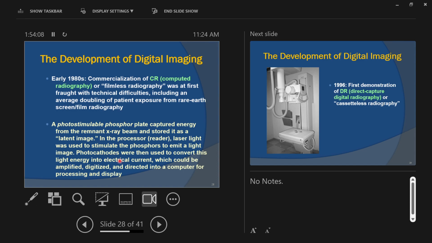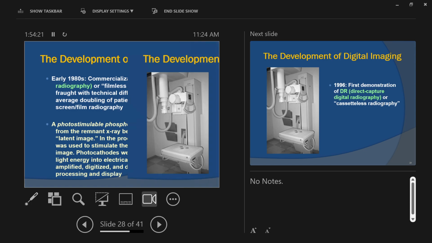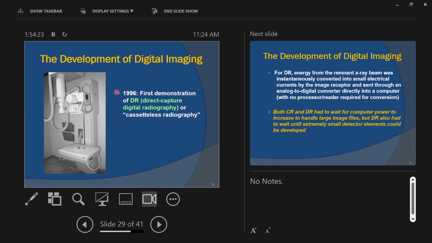So there we go. That was everything I needed to say there. So don't worry too much about it. The idea is, though, we've replaced the piece of film with something else. And now, after 1996, the first demonstration of direct capture digital, this is now being called cassette-less radiography. No cassettes anymore. Modern day DR actually does use a cassette, but we still call it cassetteless, unfortunately. There's no piece of film, no plate.